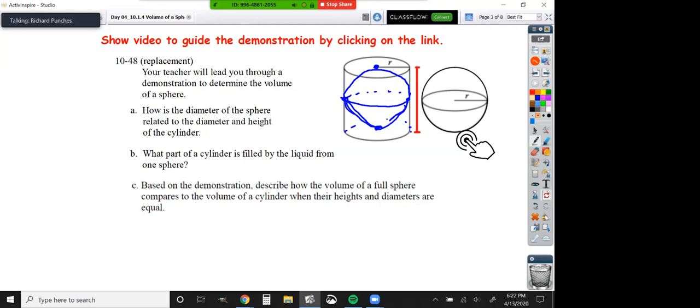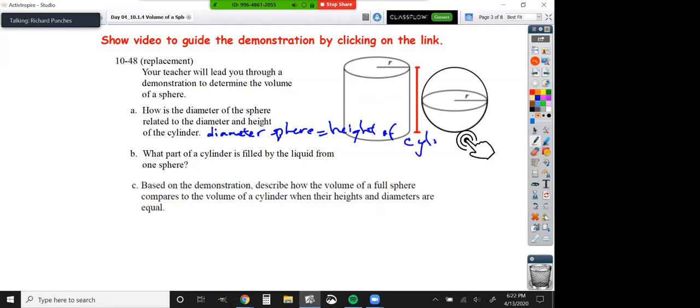So knowing that, they asked, how is the diameter of the sphere related to the diameter and height of the cylinder? The diameter of the sphere is the height of the cylinder. And you could say that diameter of the sphere equals the height of the cylinder.